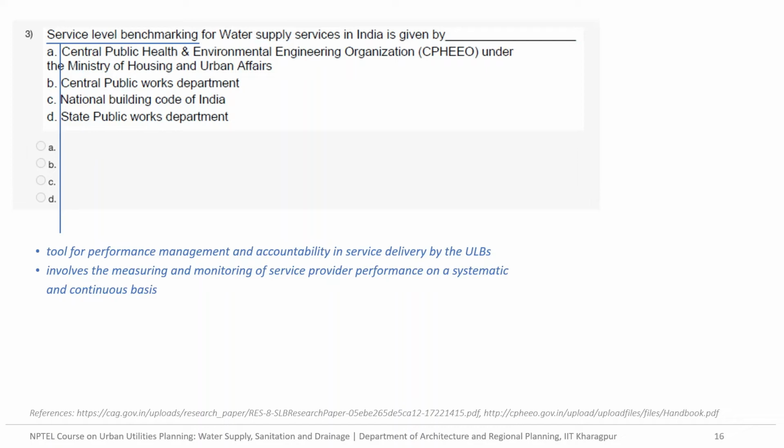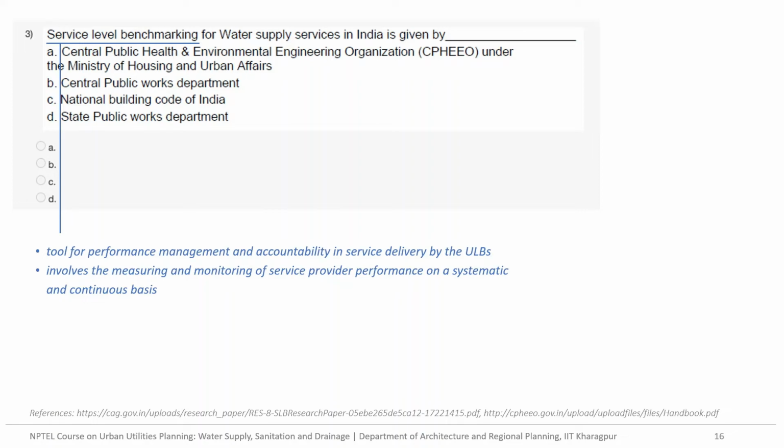It is basically a tool for performance management and accountability in service delivery by the ULBs, and it involves the measuring and monitoring of service provider performance on a systematic and continuous basis. Whenever there is a provision of any service by an organization, in case of water supply or most urban infrastructure, it could be the urban local body, or in case of transportation it could be a particular special purpose vehicle or a department under the central government, say in case of railways or a metro.